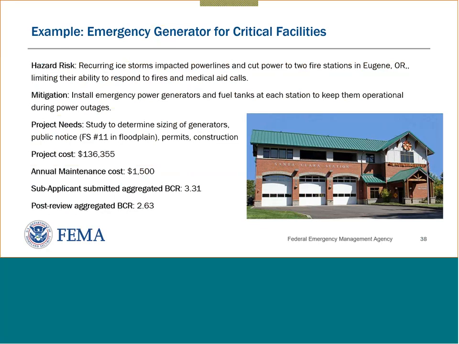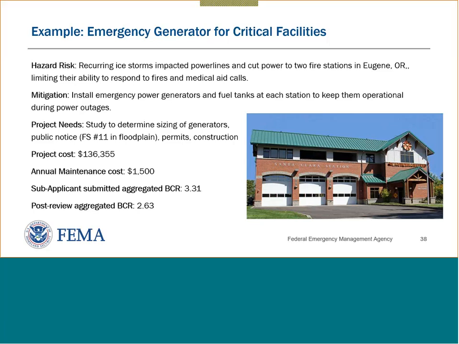At the bottom of this slide, you'll see that the sub-applicant submitted an aggregated BCR of 3.31, and that means that they had multiple items in there. That's the overall BCR. So here's a bit of background on the fire station generators project and why it was so good.